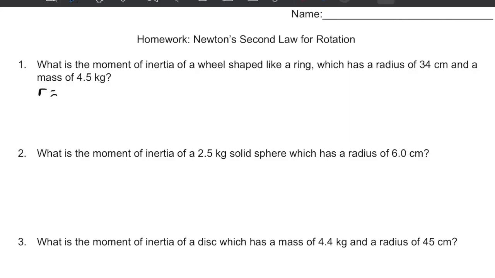What is the moment of inertia of a wheel shaped like a ring, which has a radius of 34 centimeters, which would be 0.34 meters, and a mass of 4.5 kilograms? We're looking for the moment of inertia, or rotational inertia, and since this is a ring, the formula is I equals mr squared.